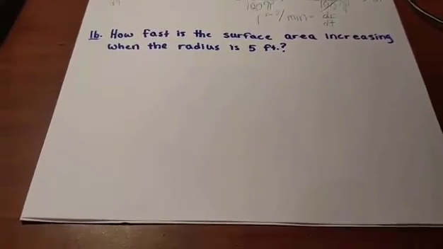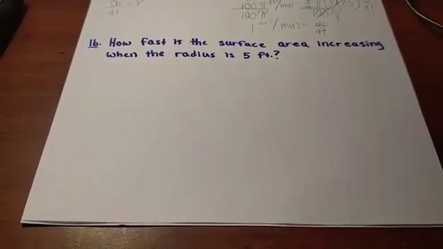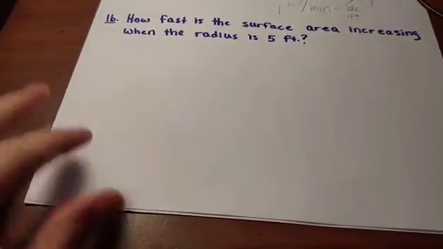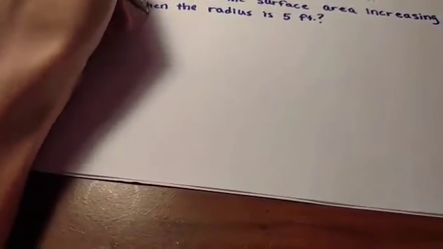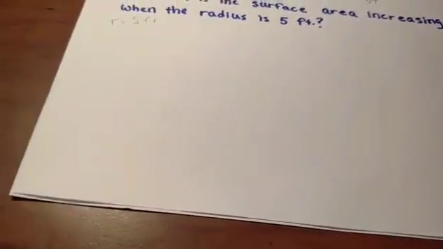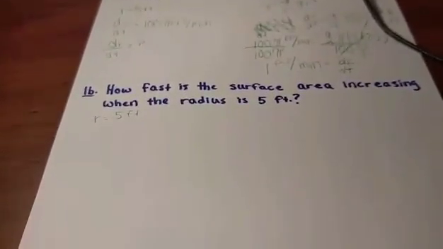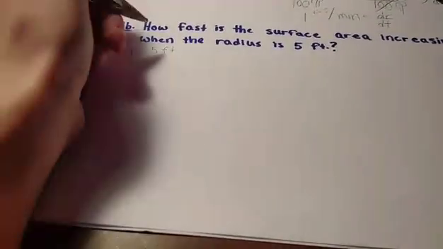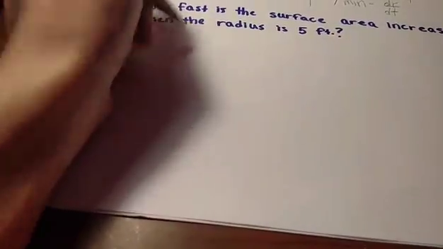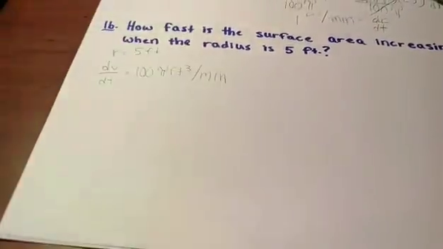So now we're moving on to the second part of this question, and it asks how fast is the surface area increasing when the radius is 5 feet. So again, we know that our radius is 5 feet. We're just writing down everything we know. We also know from the last problem that dv dt is 100 pi feet cubed per minute.